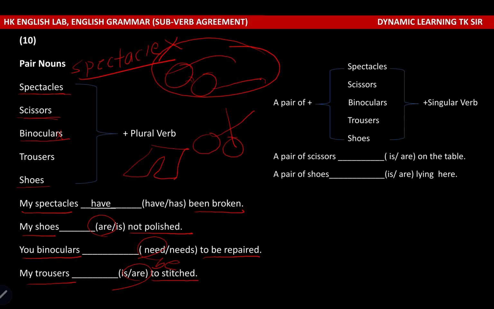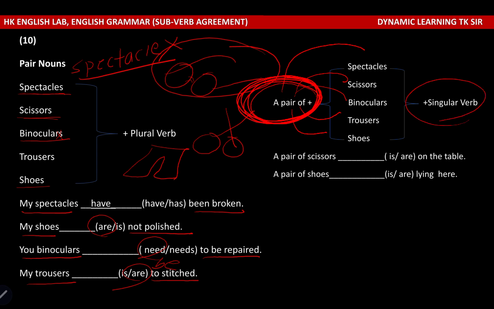But obviously you can use one partitive named a pair of. If you add a pair of, like a pair of spectacles, a pair of scissors, a pair of binoculars, a pair of trousers, a pair of shoes, then together they will make one single unit and will receive a singular verb. For example, a pair of scissors dash not on the table, is on the table. A pair of shoes dash lying here, is lying here. But if we cut a pair of from here, then again it will become plural. Got it, everyone? Okay.